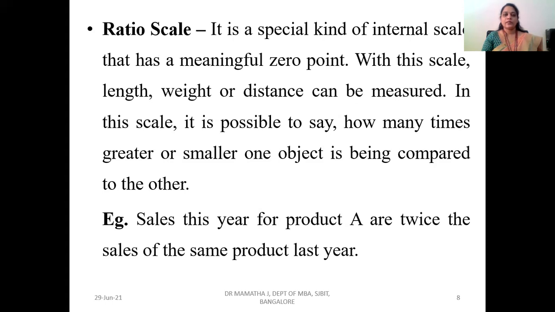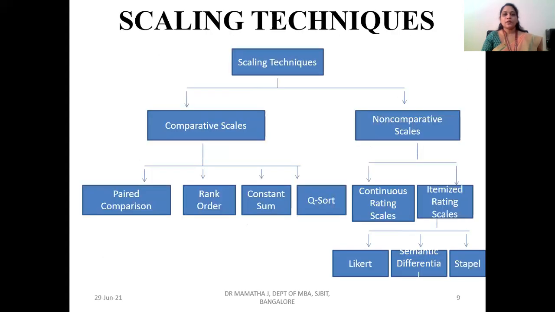So these are the four basic types of scales which can be made use of in the questionnaire. Next is scaling techniques. We have studied basic scales; there are also some advanced scaling techniques which we'll be discussing. They can be classified as comparative scales and non-comparative scales. Under comparative, you have paired comparison scales, rank order scale, constant sum scale, Q-sort scale. In non-comparative scales, we have continuous rating and itemized rating scale. Under itemized rating scales, you will be learning Likert scale, SDS, and the MDS scales.